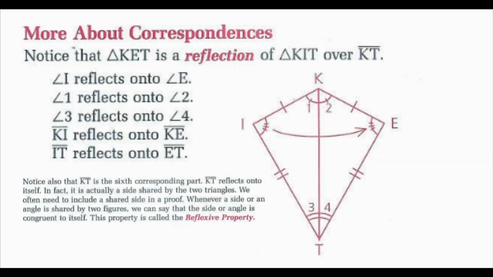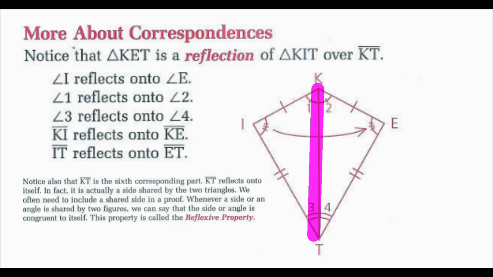Now looking more at correspondence, notice that I have triangle KIT and I reflect it along line segment KT to give me triangle KET. Notice that angle I reflects onto angle E, angle 1 reflects onto angle 2, angle 3 reflects onto angle 4, side KI reflects onto side KE, and side IT reflects onto ET. So when I reflect, this would give me congruent triangles. Notice that we just had 5 different corresponding parts. I'm missing that last corresponding part. Notice the corresponding part is side KT with side KT.